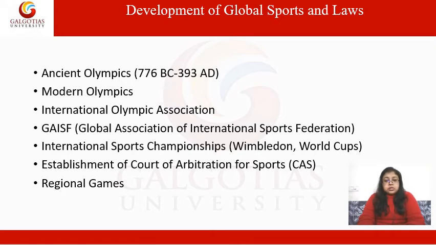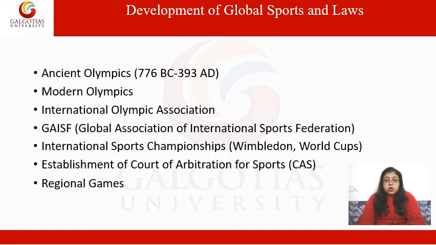Then we have certain very renowned international bodies like the International Olympic Association, which is one of the biggest global associations dealing with international and global sports at a large level. Then we have GAISF, the Global Association of International Sports Federations. Then we have international sports championships like Wimbledon, World Cups, and all of that. Then we have one of the very interesting bodies, the establishment of CAS, the Court of Arbitration for Sports, one of the biggest judicial structures and redressal mechanisms for sports.